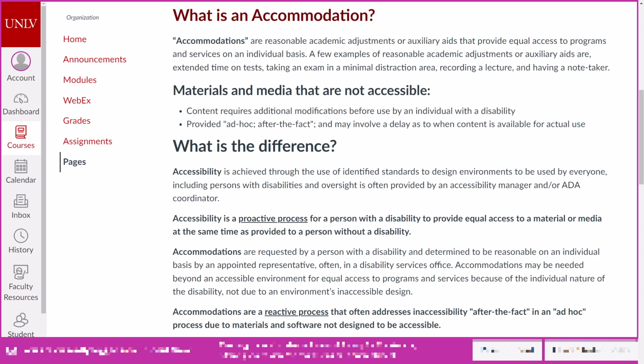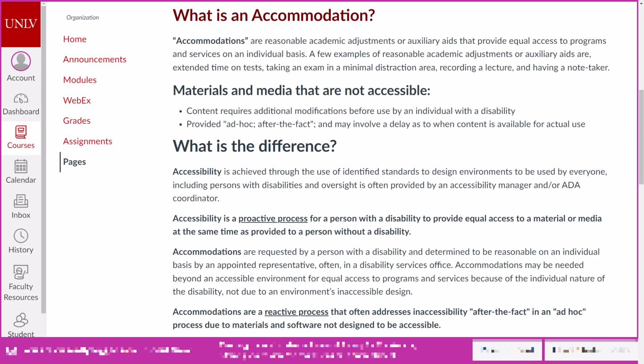Materials and media that are not accessible includes content that requires additional modifications before it's usable by an individual with a disability, or providing ad hoc or after the fact, and which may involve a time delay as to when the content is available. What is the difference between accessibility and accommodation?